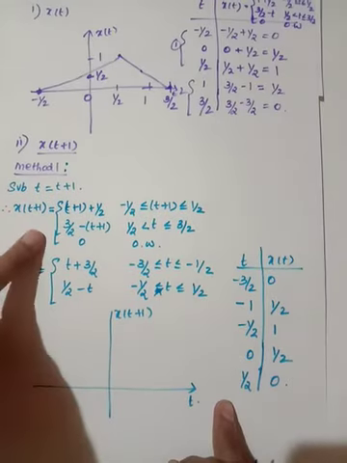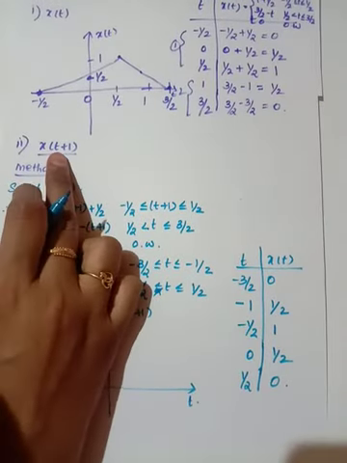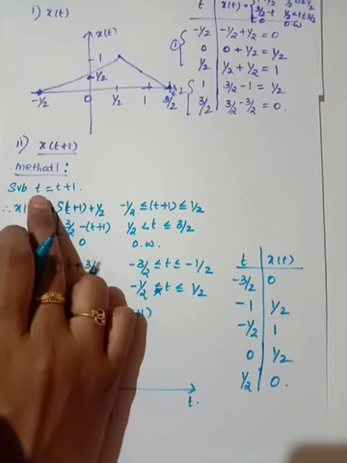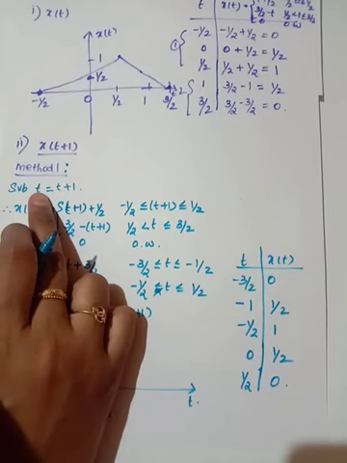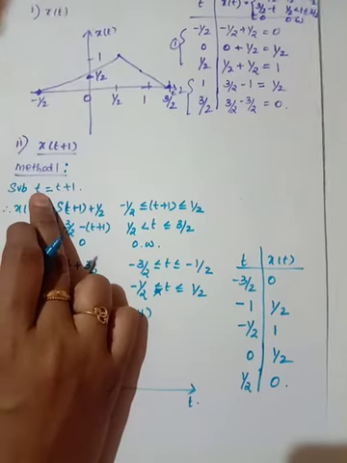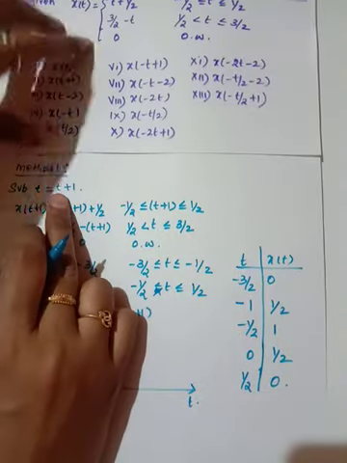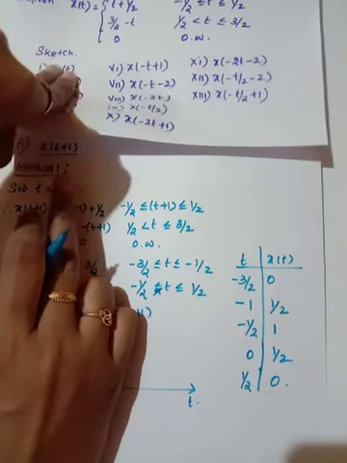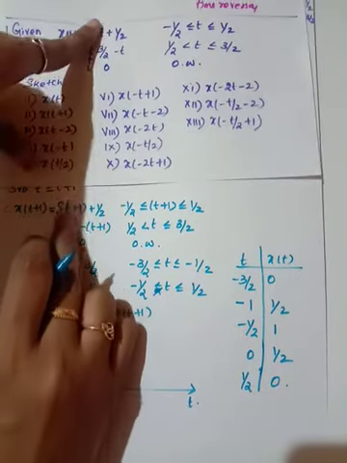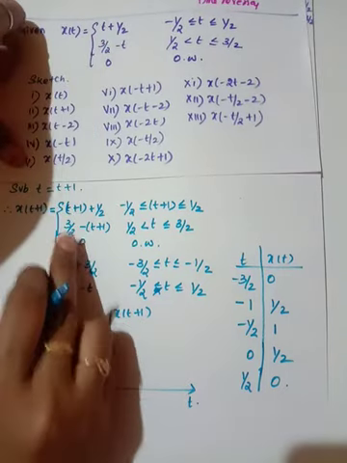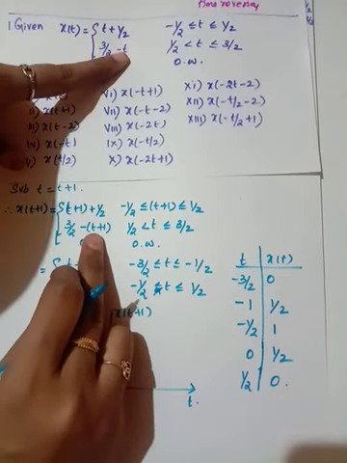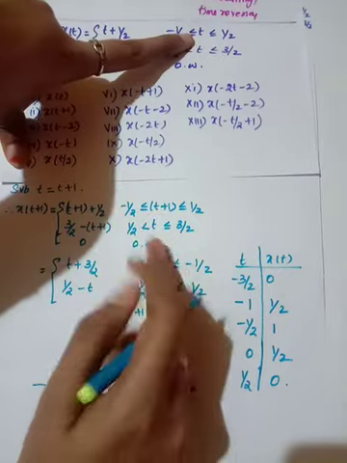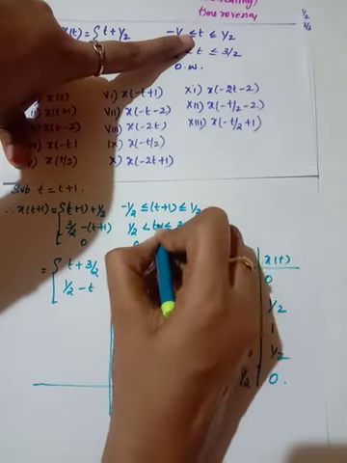So now consider this problem. I am going to perform x of t plus 1. Wherever I am having t, there I am going to replace by t plus 1. Okay. Now consider this problem. Here x of t is equal to t plus 1 by 2. So instead of this t, I am substituting t plus 1. Here I am substituting t plus 1. So here you will have t plus 1.